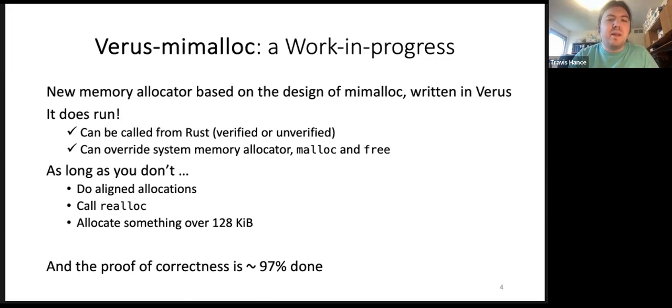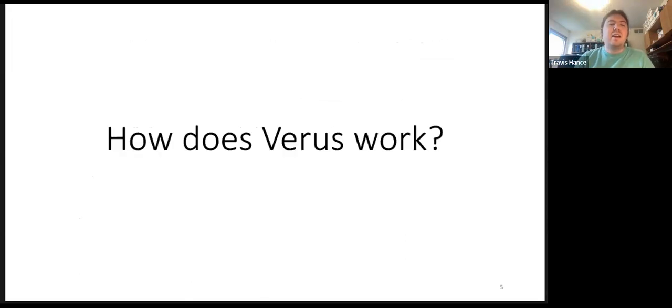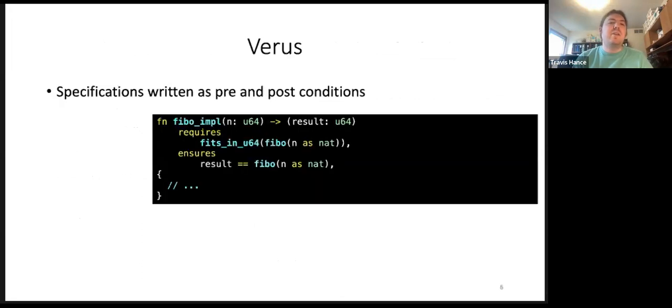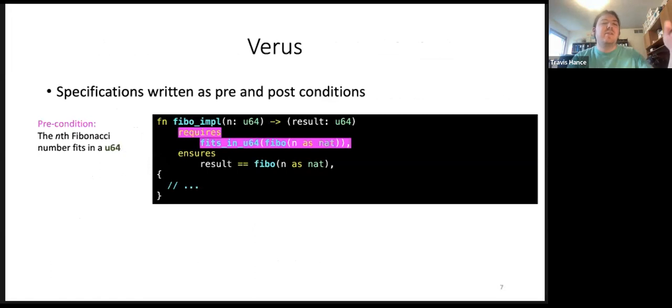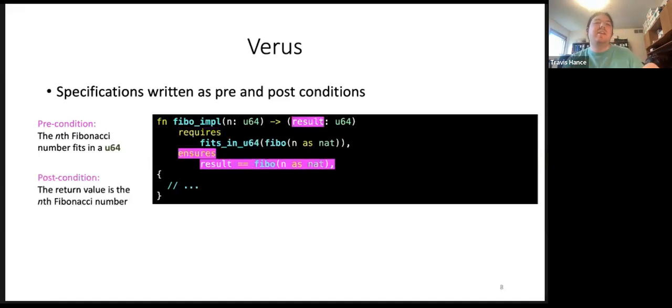Before we talk about memory allocators, I need to tell you quite a bit about how Verus works. So I said before that Verus lets you write specifications for code, and usually this takes the form of preconditions and postconditions given by requires and ensures. This particular example is a function that computes a Fibonacci number, and you can see it has a precondition and a postcondition. The precondition says that the input integer n needs to be such that the nth Fibonacci number fits in a u64. And then the postcondition says the result is equal to the nth Fibonacci number.